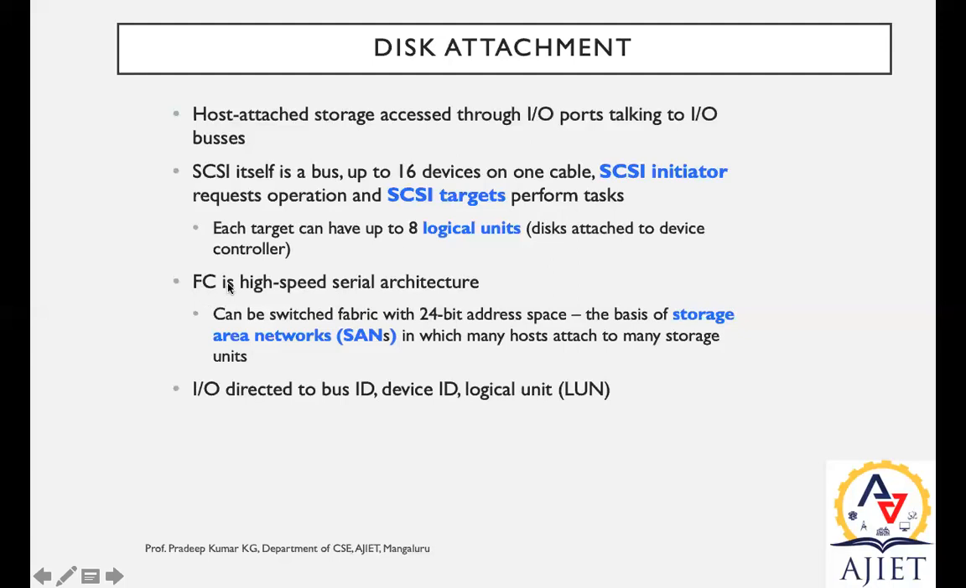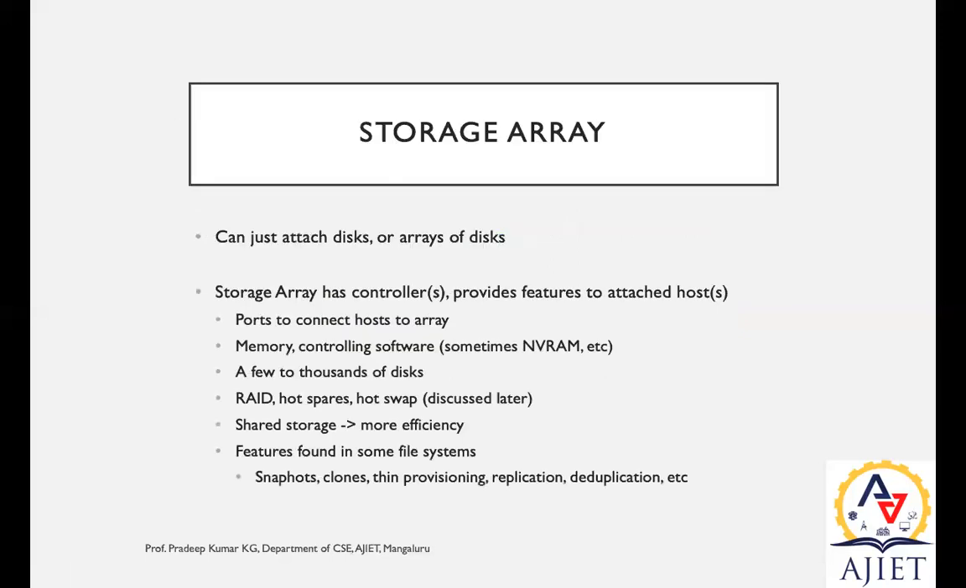Fibre Channel can be used for a high speed serial architecture. With Fibre Channel, we may have a switched fabric. This switched fabric may go with the SAN, storage area network. We'll see that part later. Using SAN, we can connect a number of hosts to a number of storage units. IO may be directed to bus ID, device ID, and logical unit, that is logical unit numbering, LUN. It can also be hidden using the LUN masking technique. We will study that part. Any clarification so far? Any doubt?